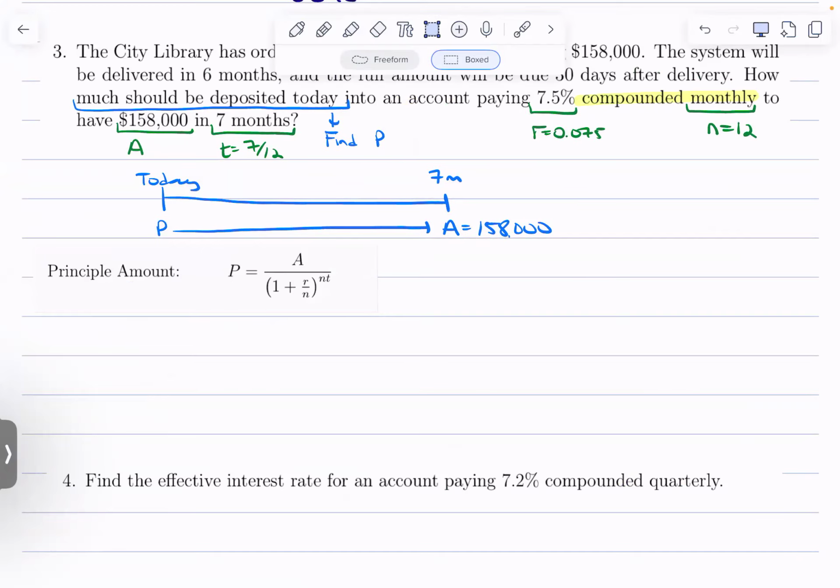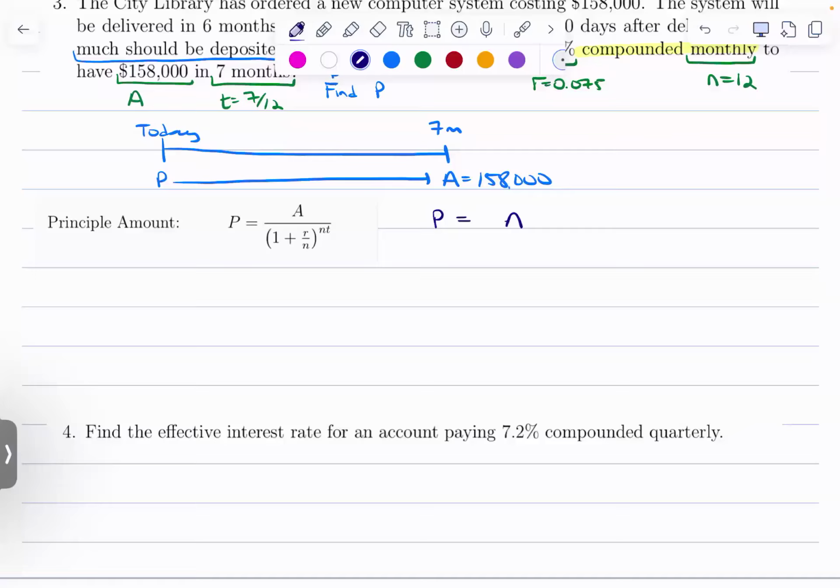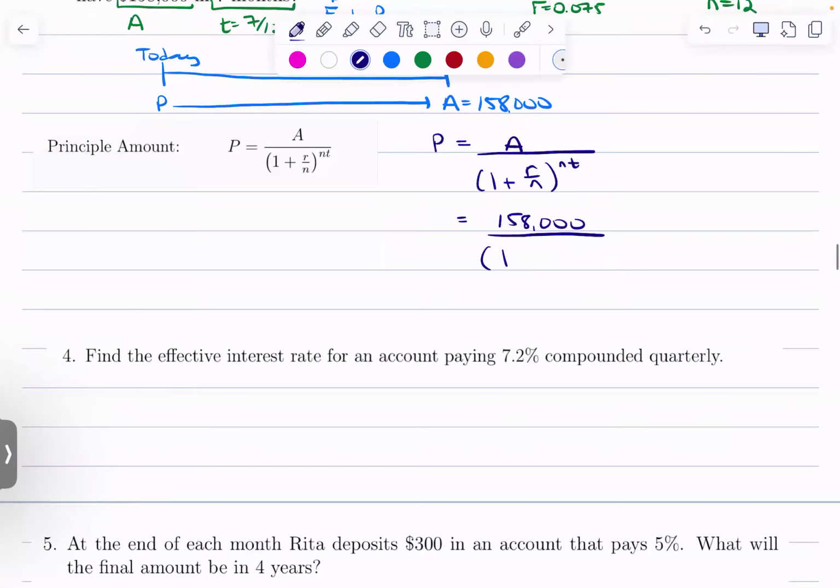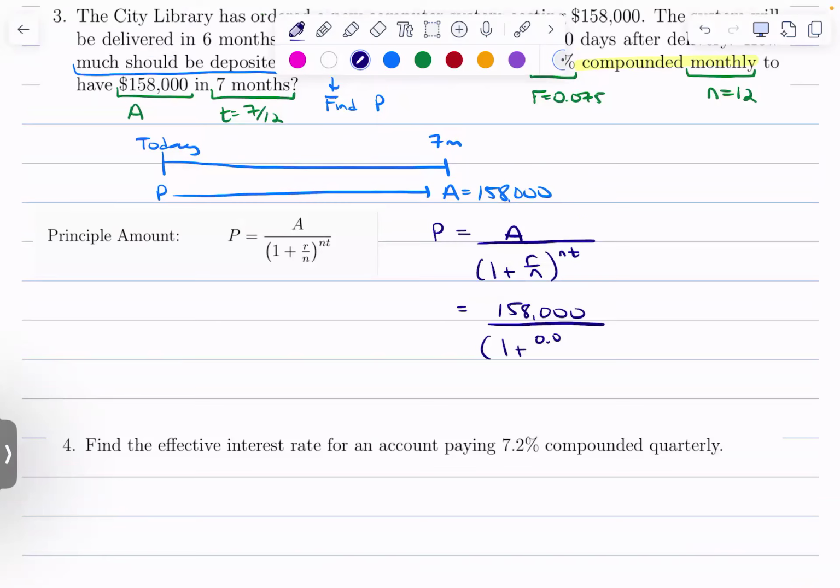So I want to find P, and I'll write out my equation here. P is A divided by 1 plus R over N to the N times T. A is 158,000 divided by 1 plus 0.075 divided by 12, right, monthly, to the power of 12 times 7 divided by 12, which will get you back to that 7 months.